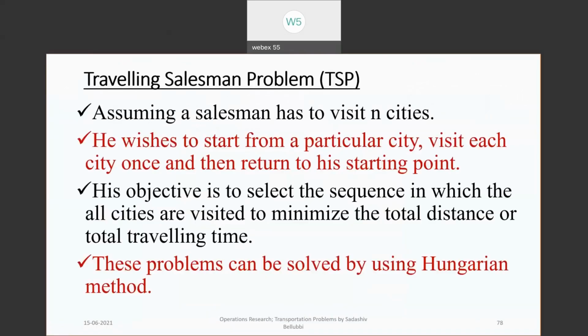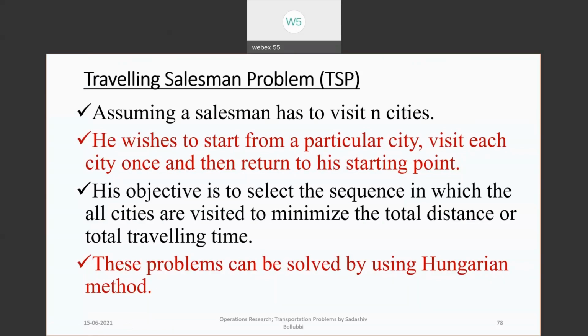Okay, today's topic is the traveling salesman problem. In this type of problem, we need to study how the traveling salesman has to visit all the cities. First, assume that there is one salesman. He has to visit n number of cities. He wishes to start from a particular city and visit each city once and then return to his starting point.